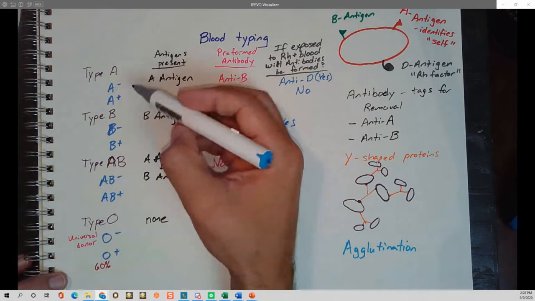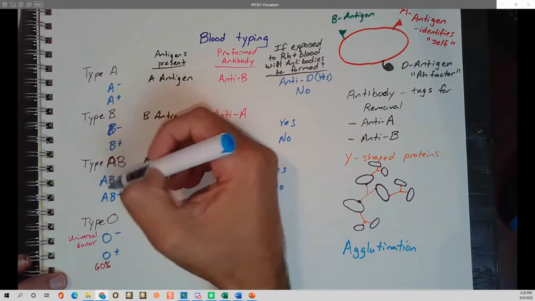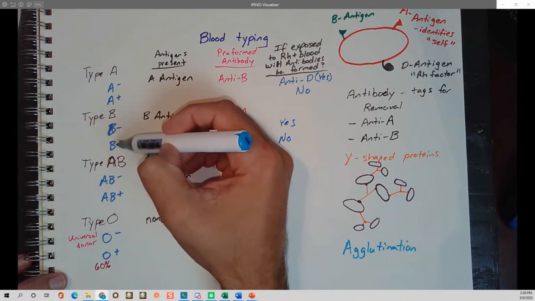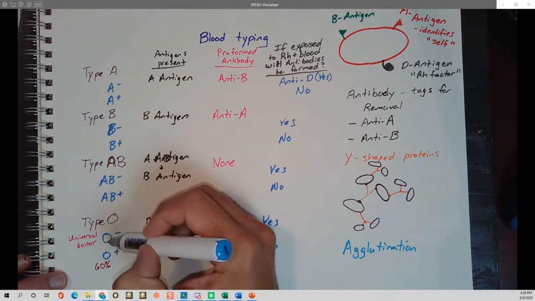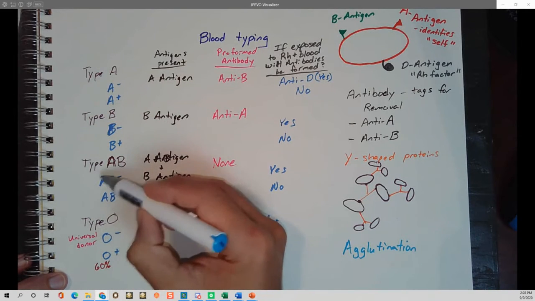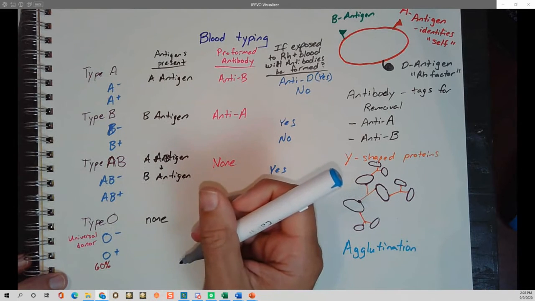You can receive an A negative. You cannot receive an A positive. You can receive a B negative. You cannot receive a B positive. You cannot receive an AB positive. You can receive an O negative, but you cannot receive an O positive. So you start to limit the different types of bloods that you can receive.